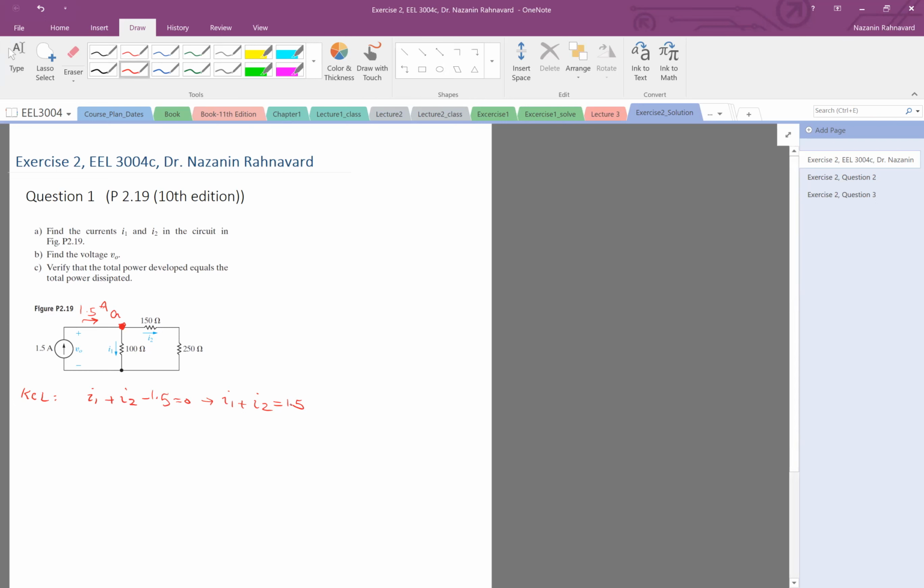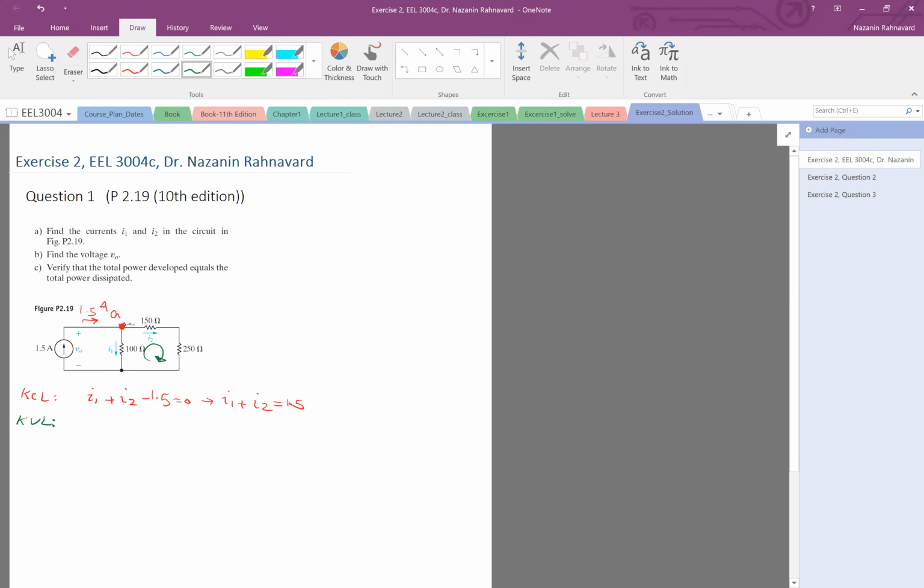So that's a KCL. Also, I can see this loop here that I can write a KVL on. You might think, why don't we just write the KVL on the first loop, on the left? But that won't be very helpful because we don't know VO here, and it doesn't involve I2, and we want to find I1 and I2. So we are looking for equations that have I1 and I2. Therefore I will write the KVL on this loop that includes I1 and I2.